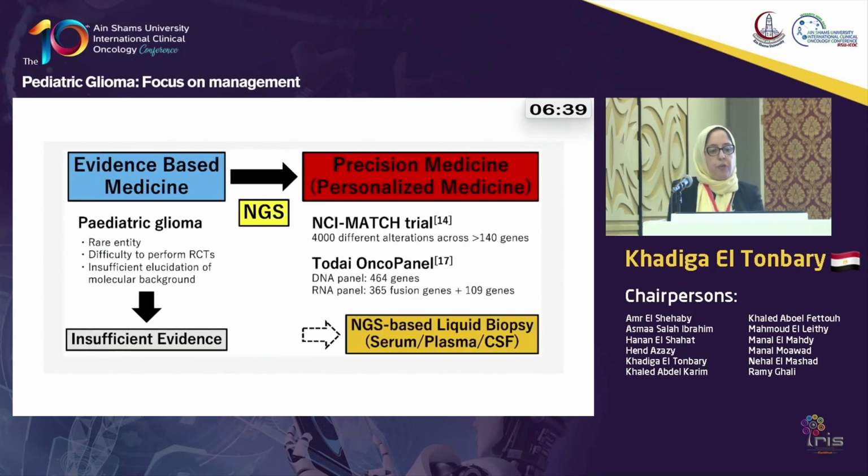So we have moved from pediatric glioma as a rare entity with insufficient evidence, treated with a combination of surgery, chemotherapy, and radiotherapy, to precision medicine, as Dr. Muhammad mentioned, and multiple trials on the use of targeted therapy.